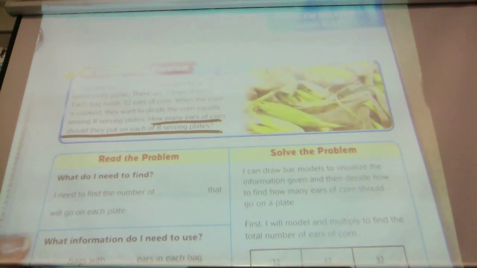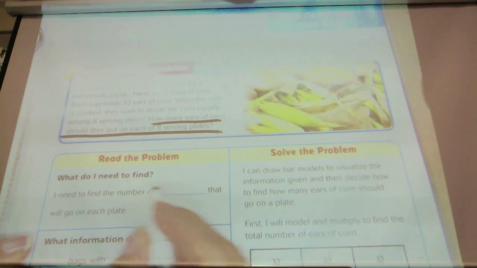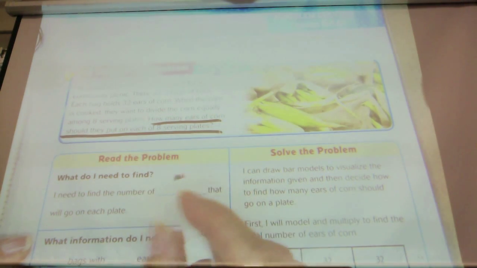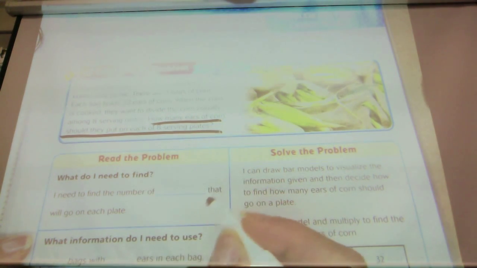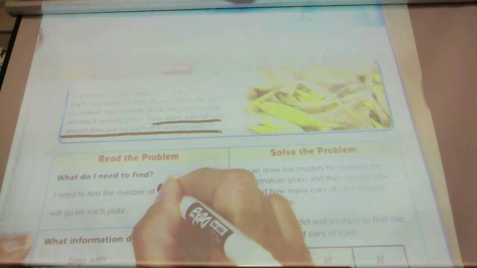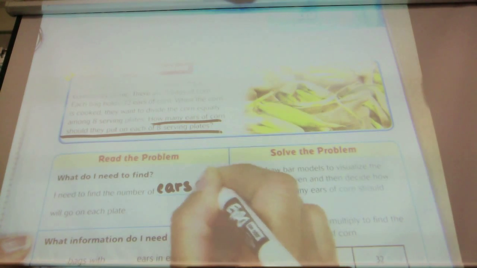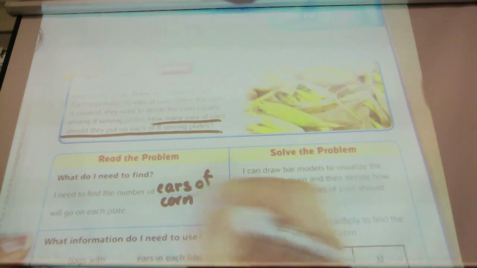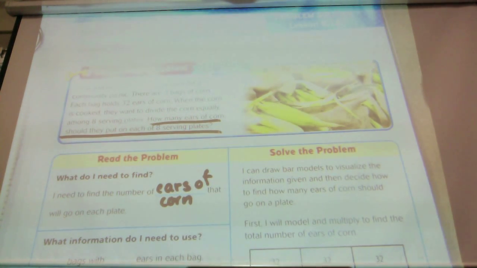So in my little helper right here, it's asking me, I need to find the number of blank that will go on each plate. What word should I put there? Ears. Ears, right? Or corn. Ears of corn. Let's put ears of corn. Go ahead and write it. Let's write it. That's what I just said.